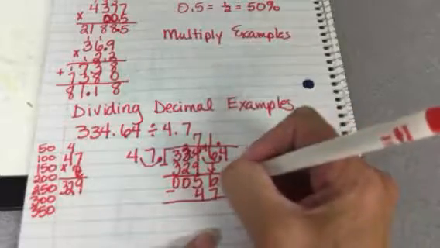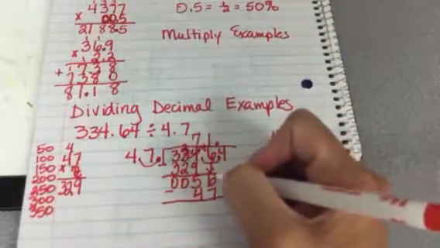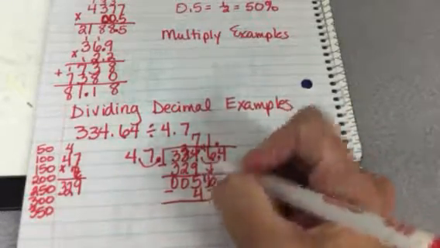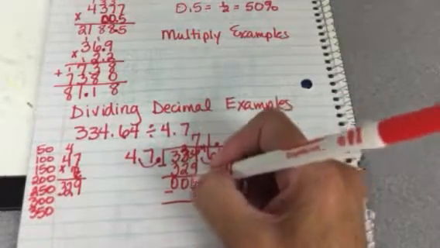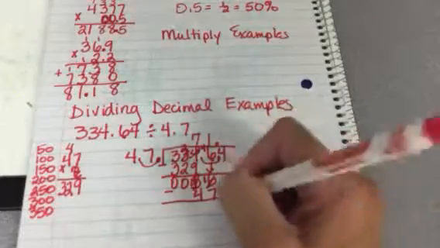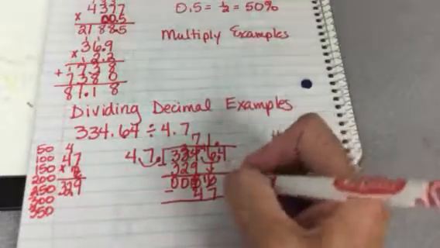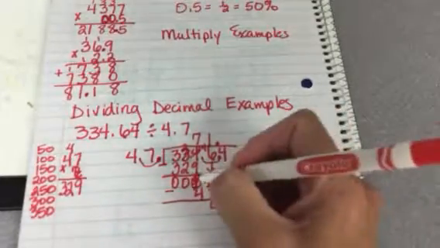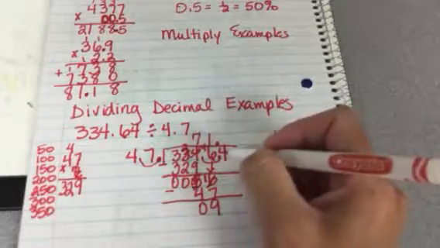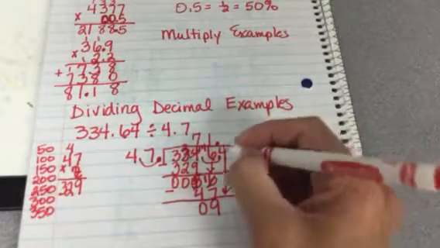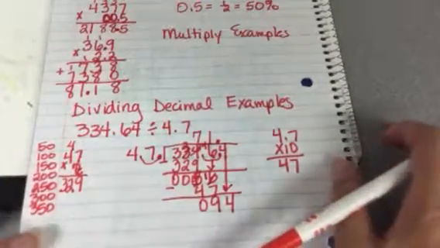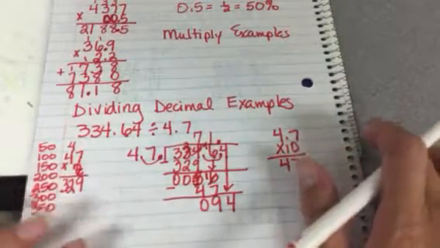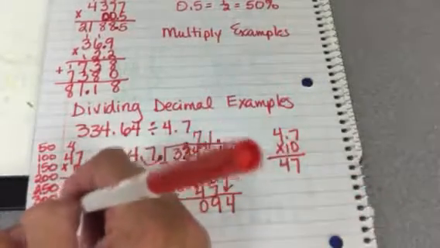When I subtract 6, I can't subtract 6 minus 7. I will have to turn my 6 into a 16. And my 5 becomes a 4. So 16 minus 7 is going to give me 9. 4 minus 4 is 0. Now I'm going to bring down my last digit over here. And I need to find out if 47 will go into 94 evenly.